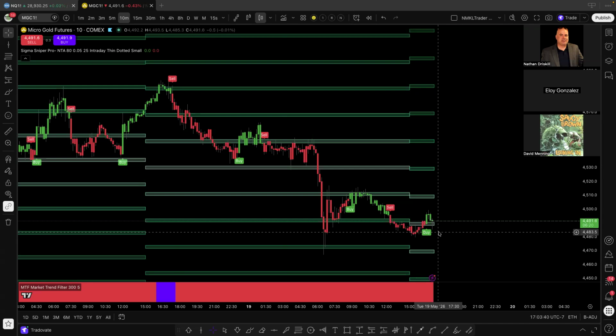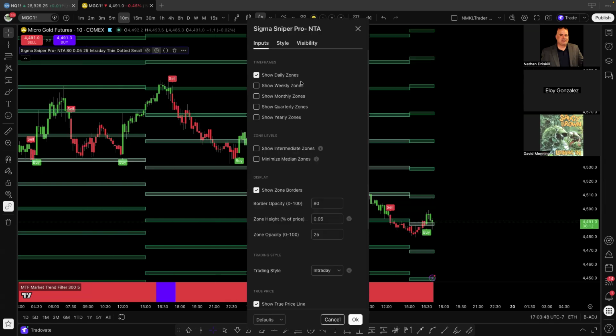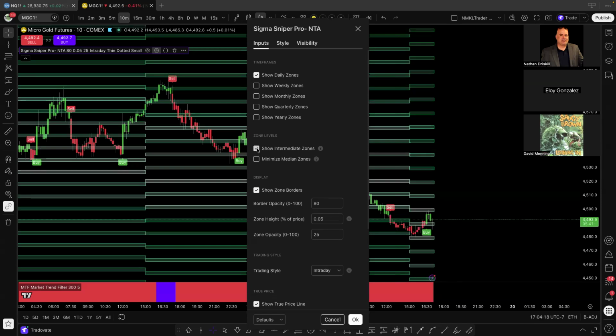What's beautiful about this trading system is, and I'm going to share with you how I have mine set up, is you have daily zones, okay, you can go with weekly zones, monthly zones, quarterly, and even yearly. Now, as you get further out, of course, they are going to spread out further. You can select your zone levels here. If you want all the way down to intermediate zones, you can break it down pretty small.